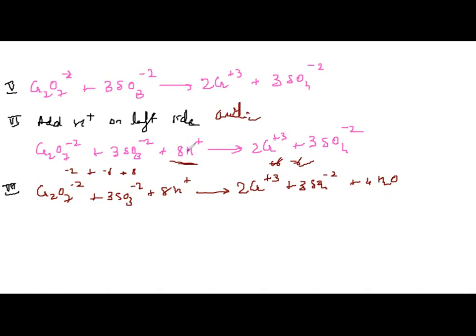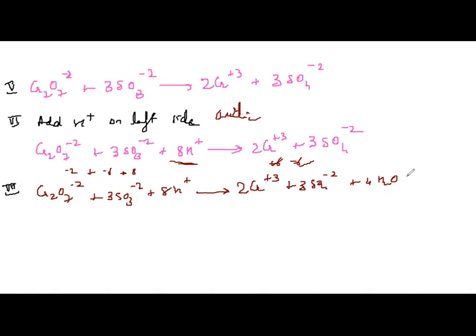Is that clear? So if the reaction is carried out in acidic solution, use H plus ions in the equation. And if basic solution, instead of H plus, we'll use OH minus. 8 OH minus you would have used. And to balance that H plus or OH minus, you will add an equal number of water molecules.